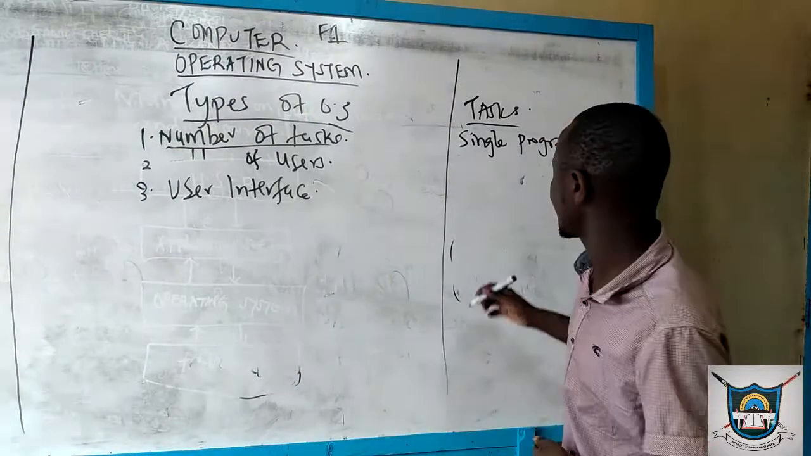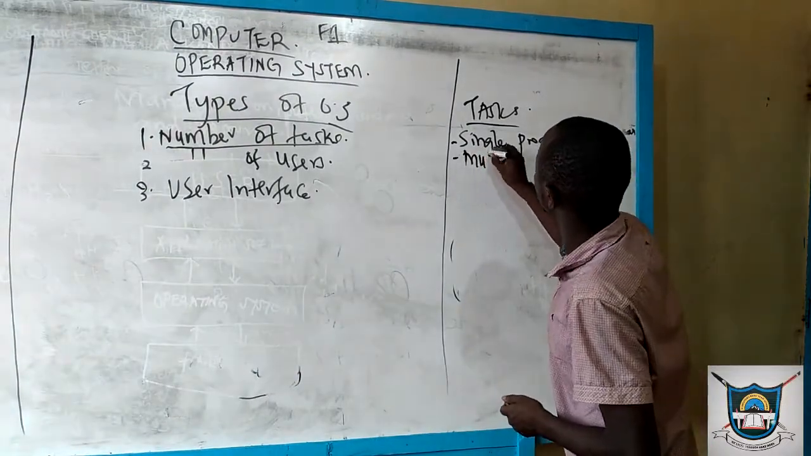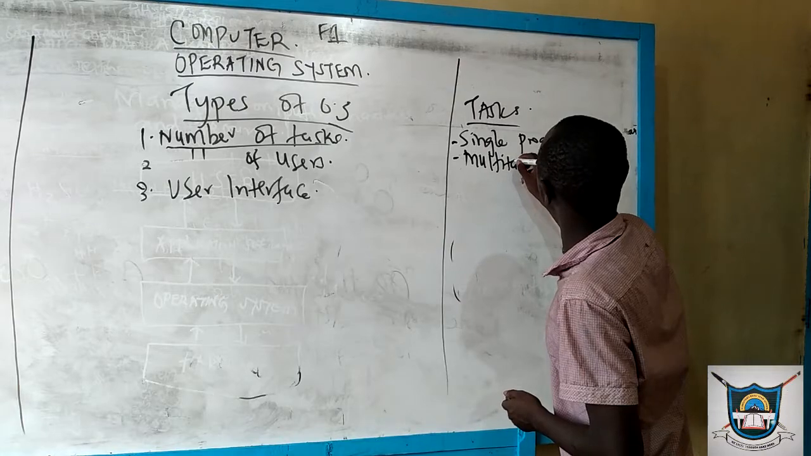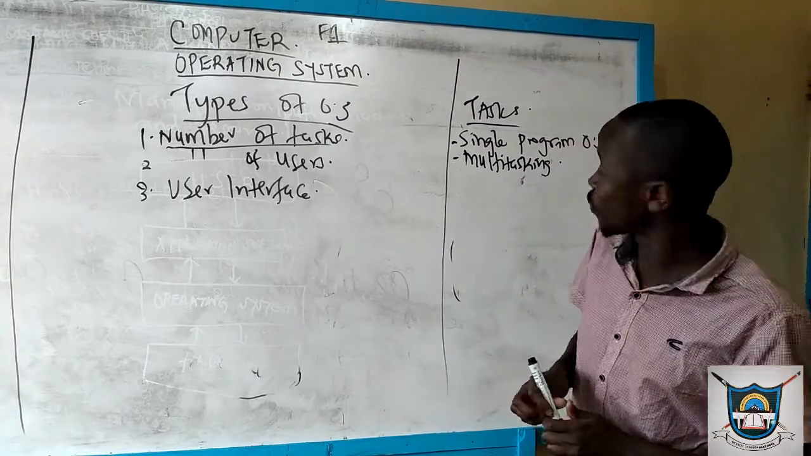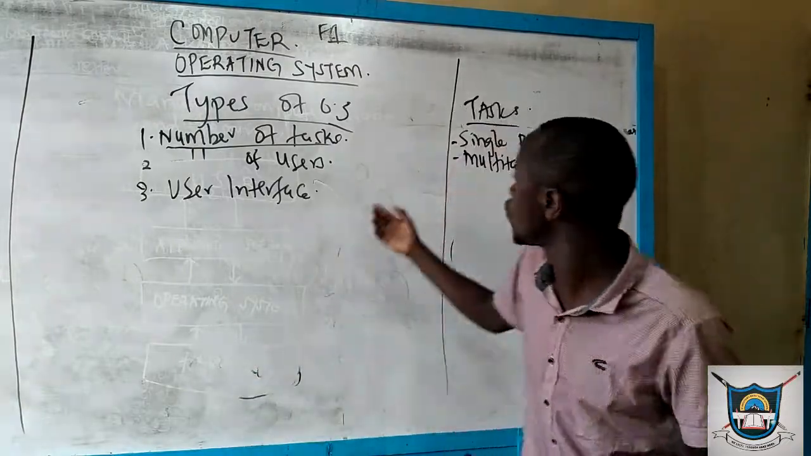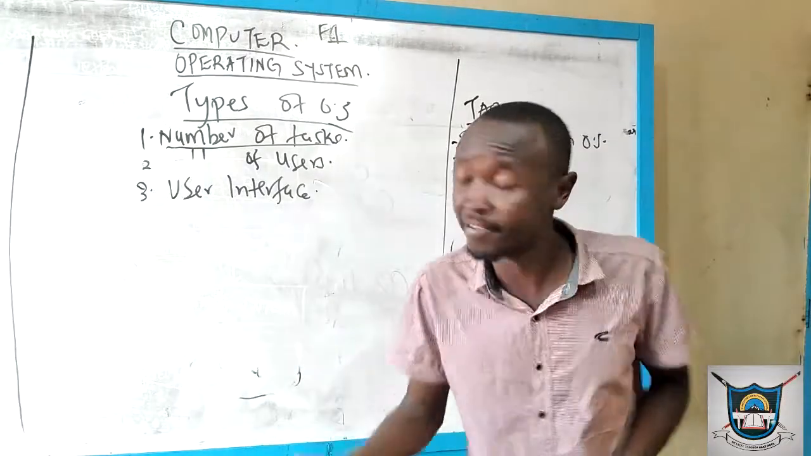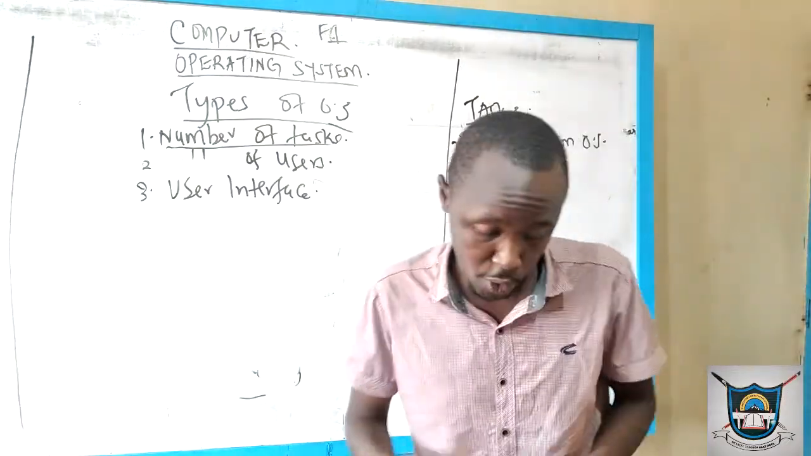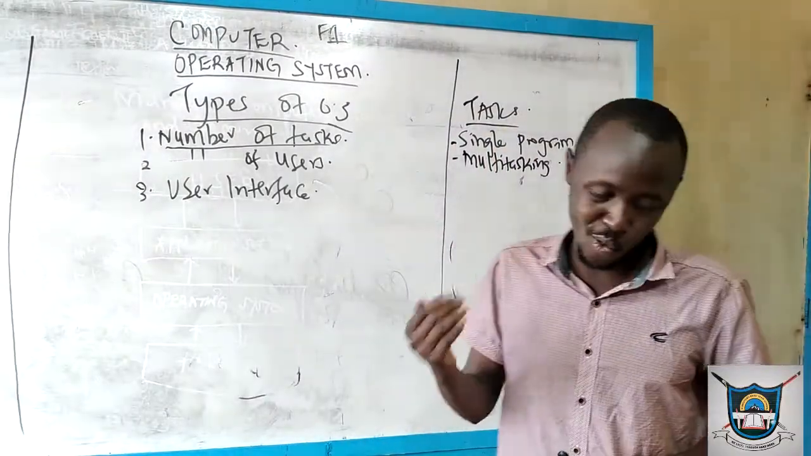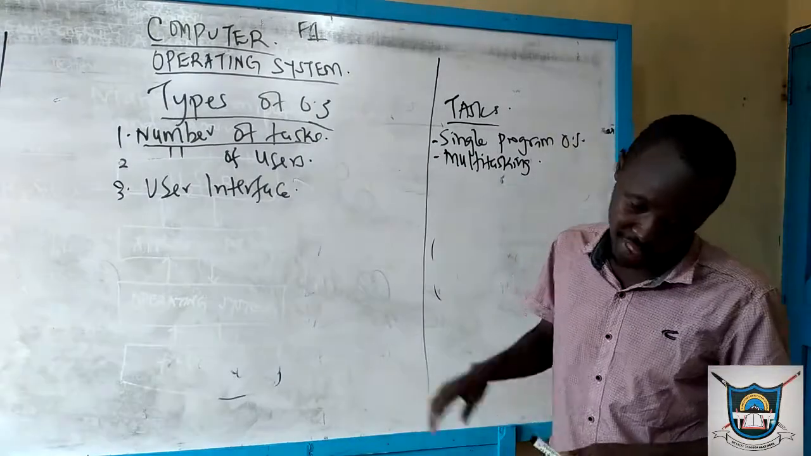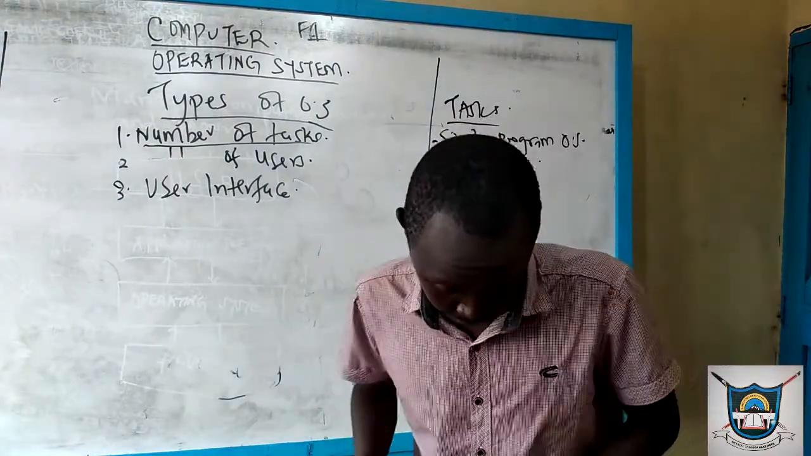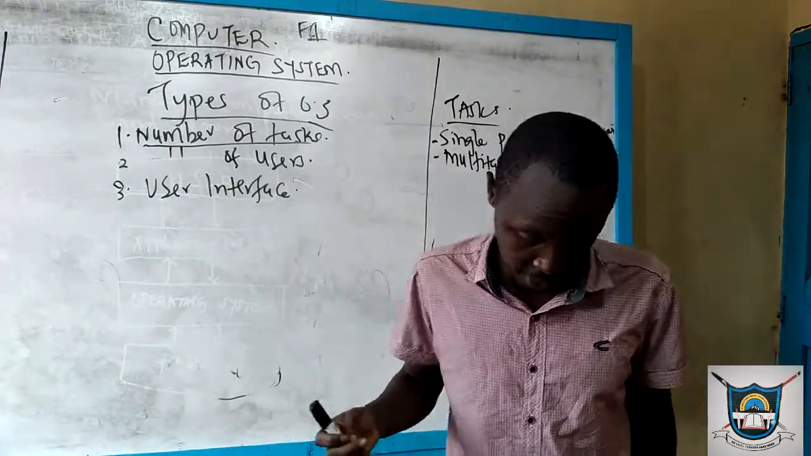We have the multitasking operating system. Multitasking, as the term tells you, multi means many, and therefore in the operating system, they can handle more than one task at a time, and that is about the number of tasks category.